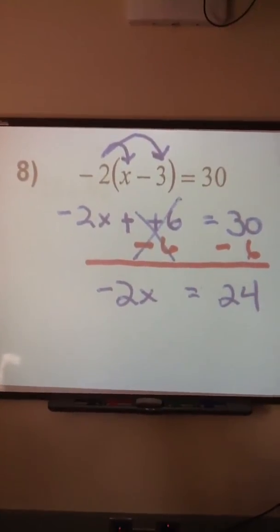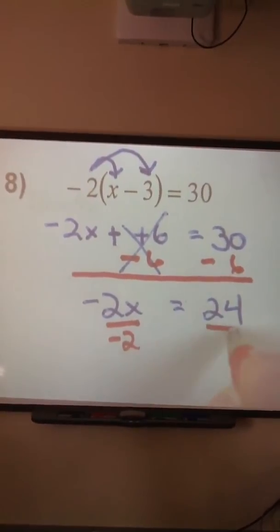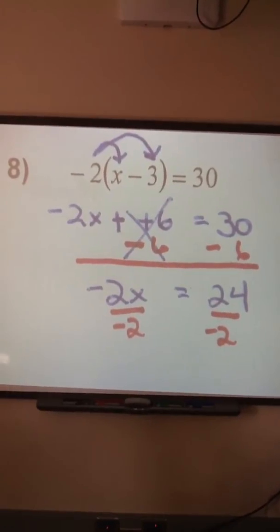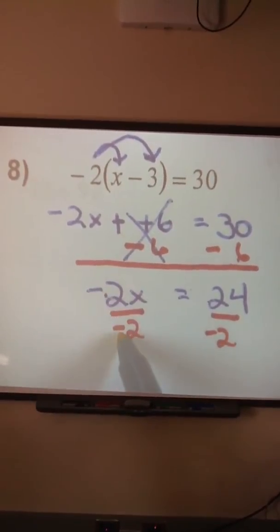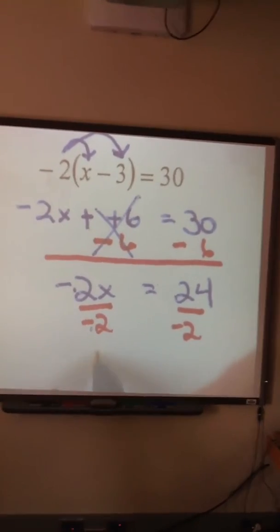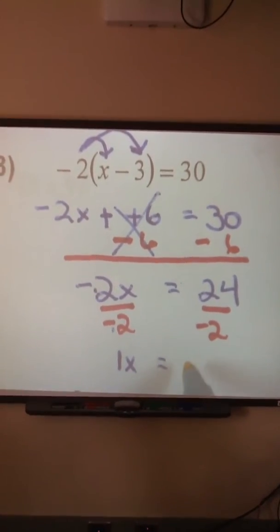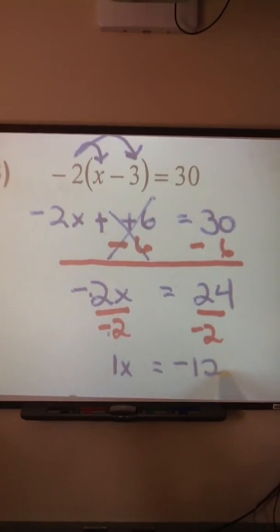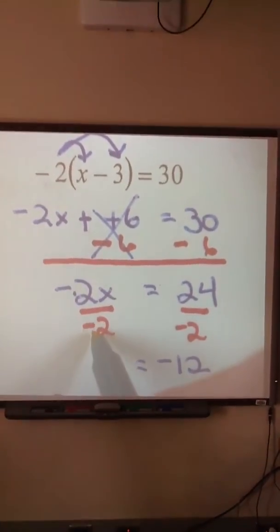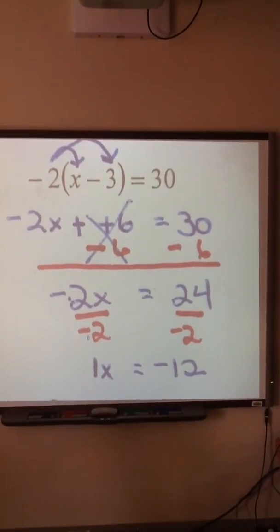Our next step then would be to eliminate the negative 2 by dividing by negative 2. And so we would divide both sides by a negative 2. And a negative divided by a negative makes a positive. And when you're solving your equations, you always want to end up with a positive 1x equal to some number. And the number here would be a negative 12. So if this is a negative number in front of the variable, then you must divide by a negative so that the 2 negatives make a positive variable in your answer.